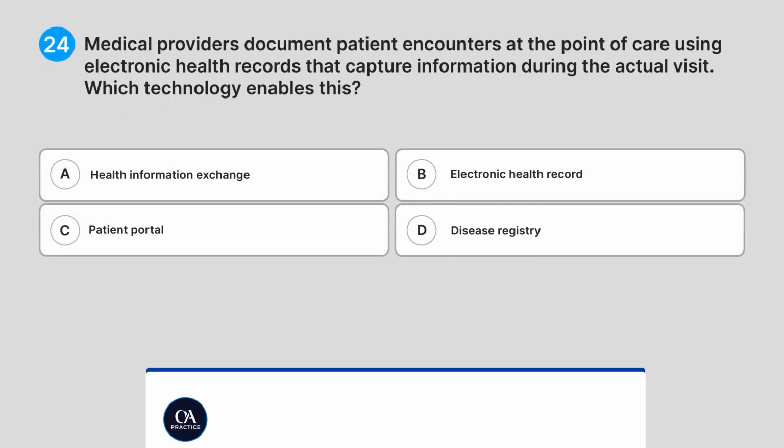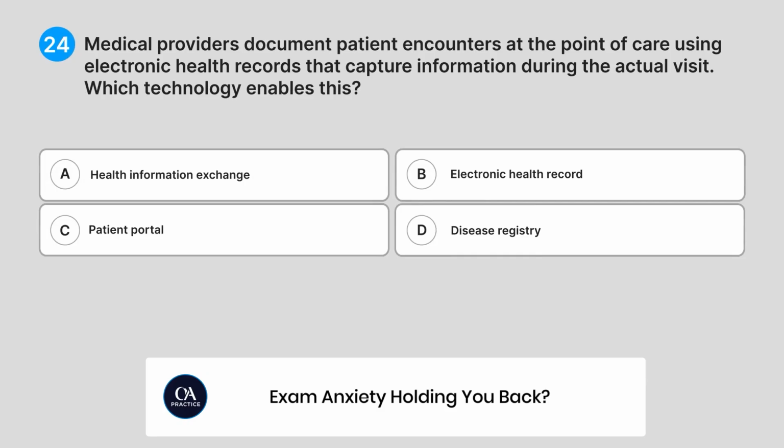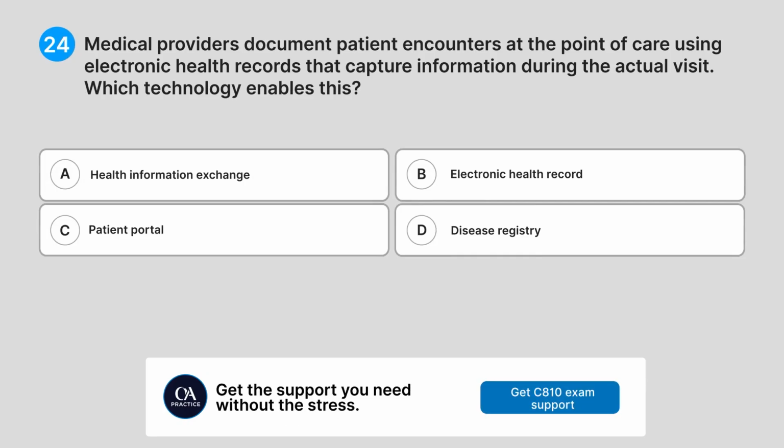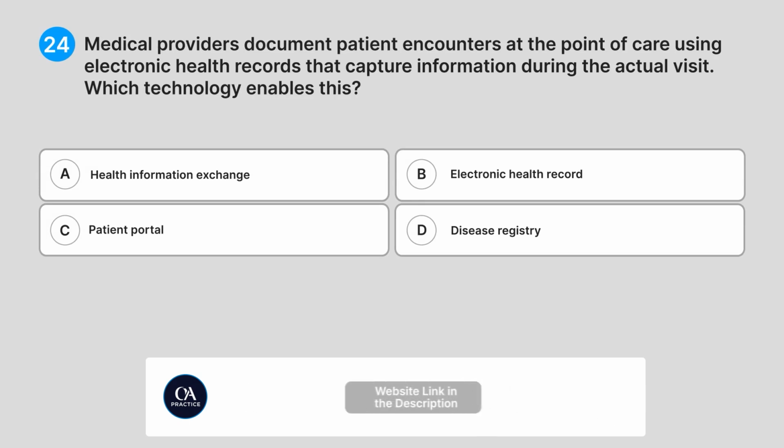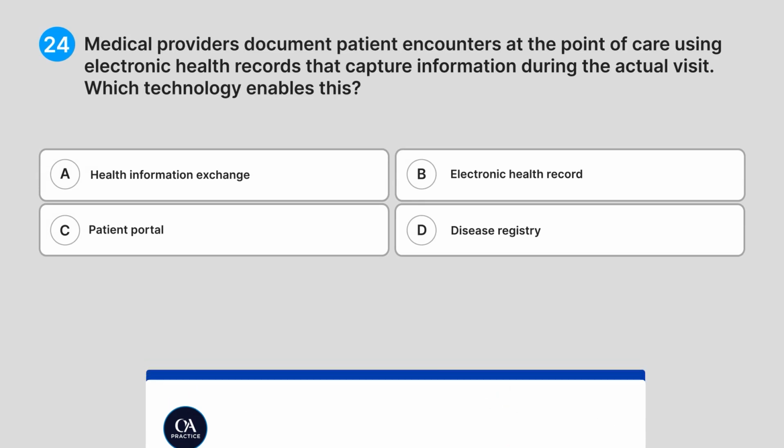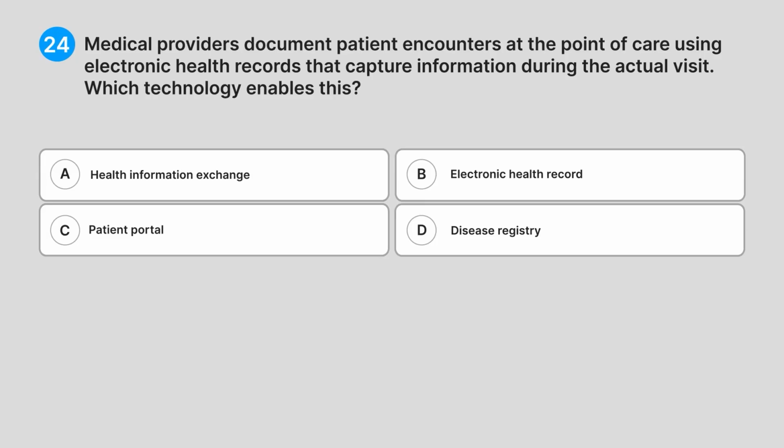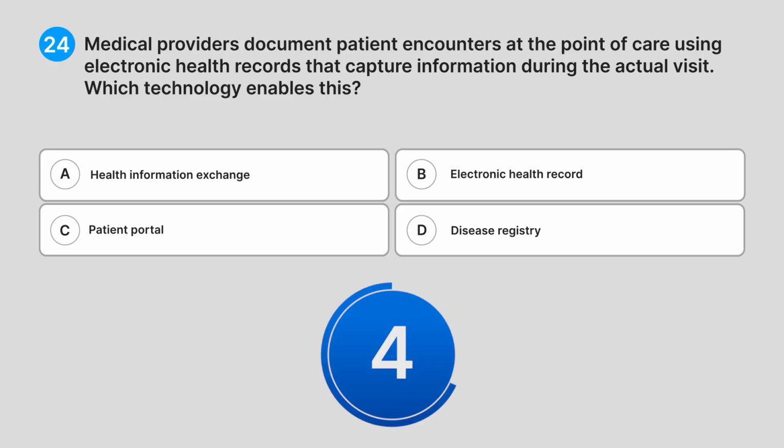24. Medical providers document patient encounters at the point of care using electronic health records that capture information during the actual visit. Which technology enables this? A. Health Information Exchange. B. Electronic Health Record. C. Patient Portal. D. Disease Registry. Do you know the answer?